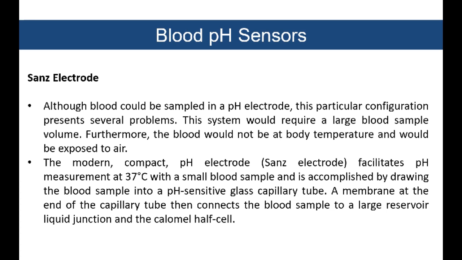Celsius with a small blood sample, and this is accomplished by drawing the blood sample into a pH sensitive glass capillary tube. A membrane at the end of the capillary tube then connects the blood sample to a large reservoir, liquid junction, and the calomel half cell.